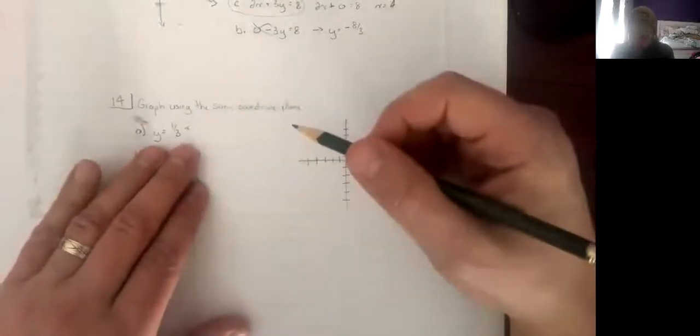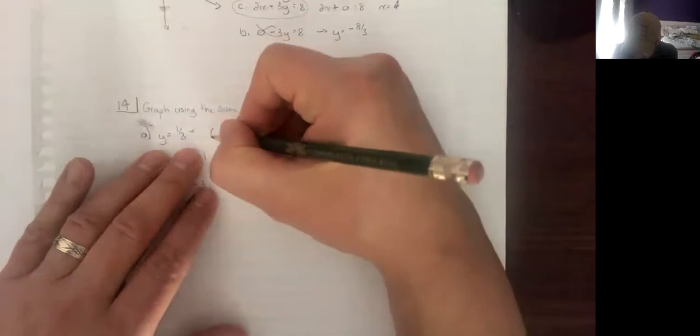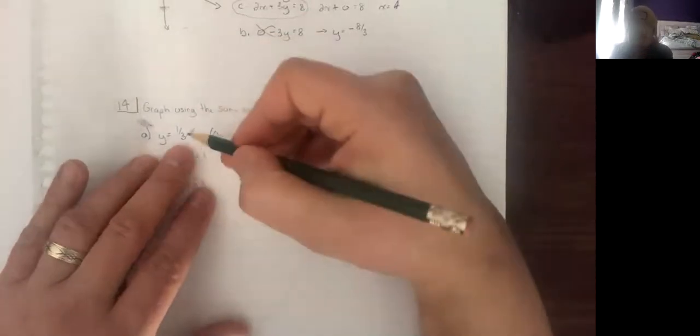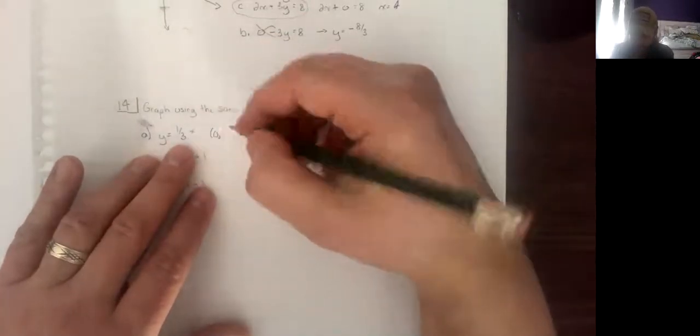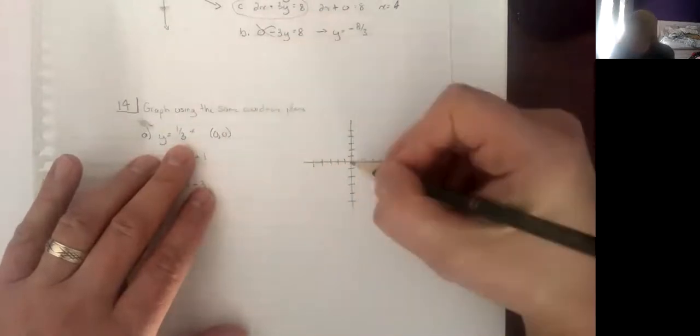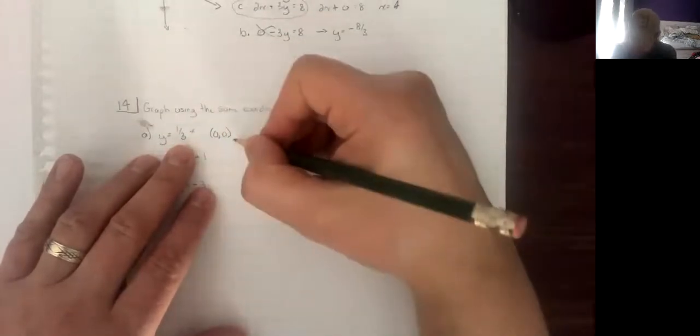Now, number 14 down here, apparently I'm going to have to tear this out so that you can see it. Number 14, graph using the same coordinate plane. So here you go. Some people don't like graphing, other people love it. Graphing, pretty simple. Just choose points. Y equals 1/3 x. If I make x 0, then my y is 0. I know that goes through the origin.